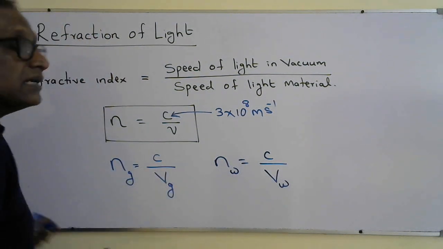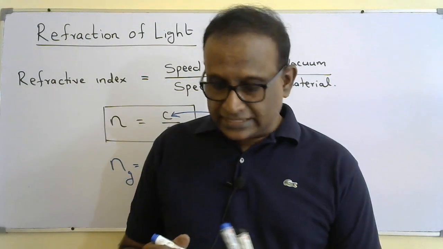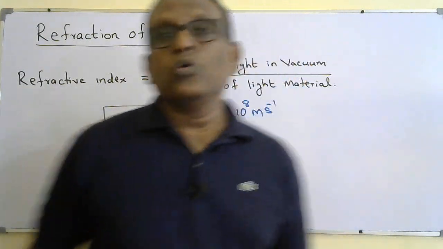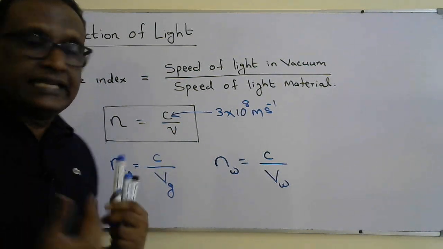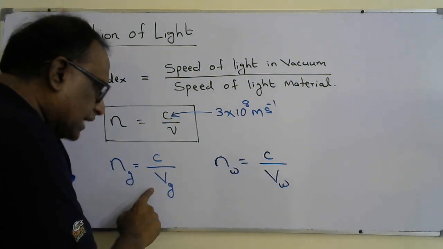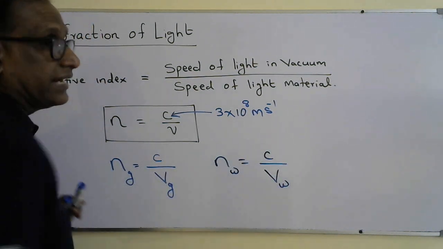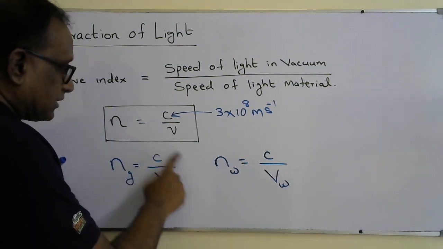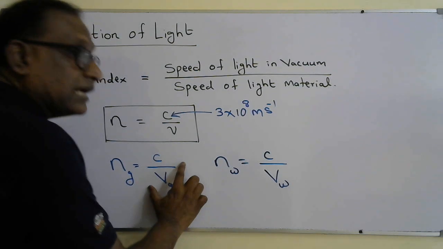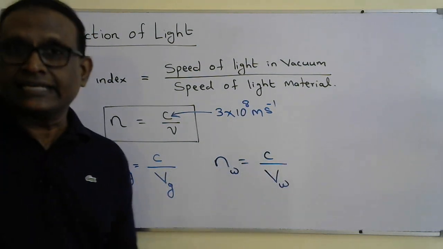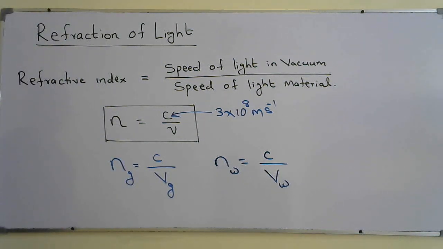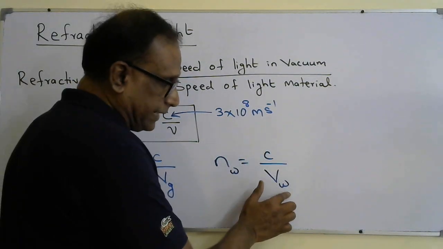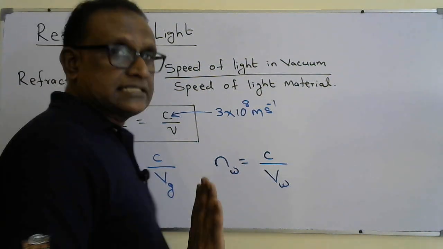The refractive index, that is the absolute refractive index, will always be greater than 1, because normally the speed of light is highest in vacuum. So the speed of light in glass or water is lower than the speed of light in vacuum. When you find this fraction or decimal value, it will be greater than 1. Also you must remember, this is the ratio of speeds with the same units, so refractive index has no unit.